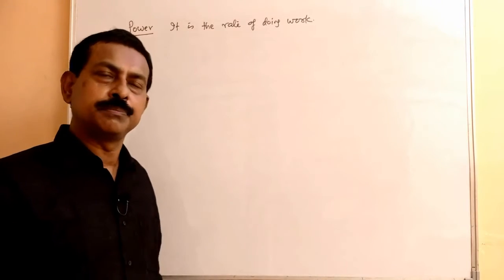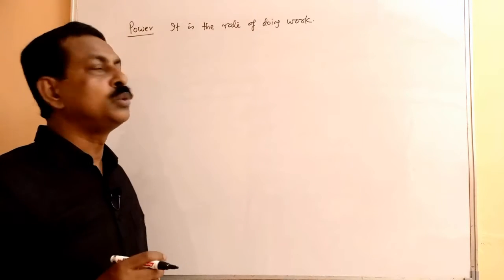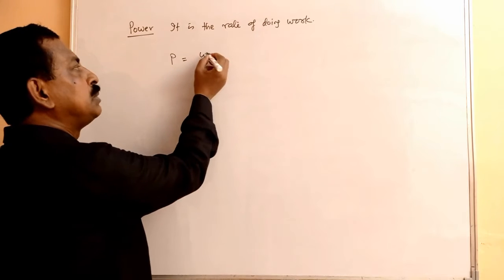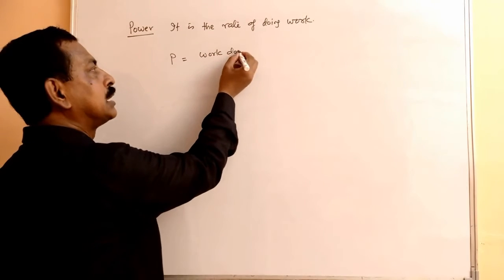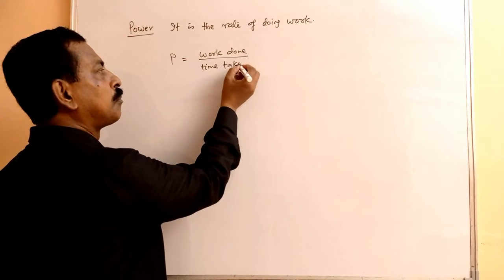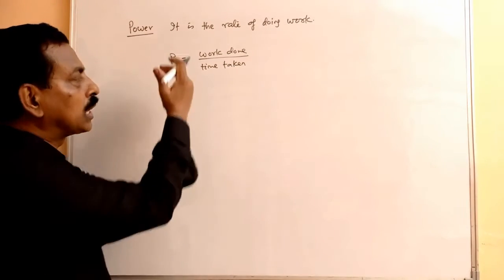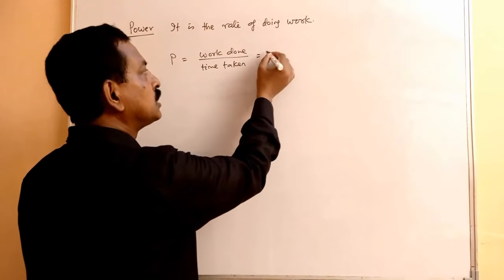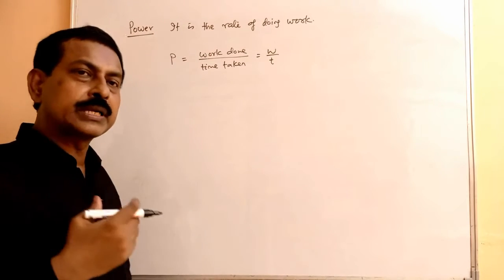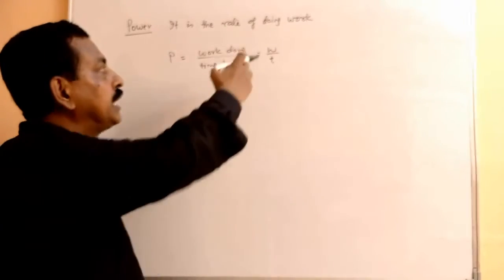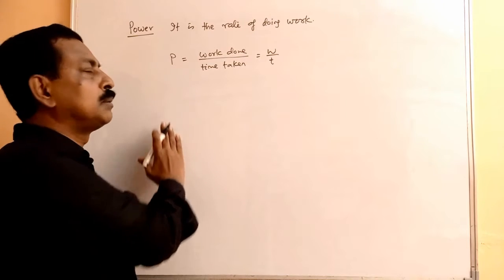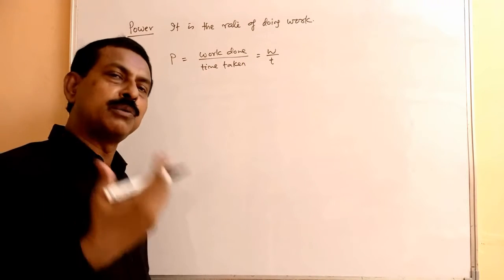Next term is power. It is the rate of doing work. That means power is basically work done divided by time taken. So it is W by t. With that you can get the work done and divide it by the time, so that you can find what is the power developed or power consumed.